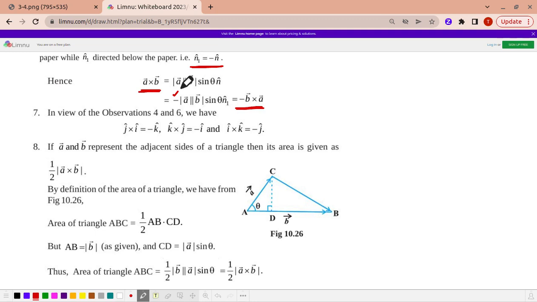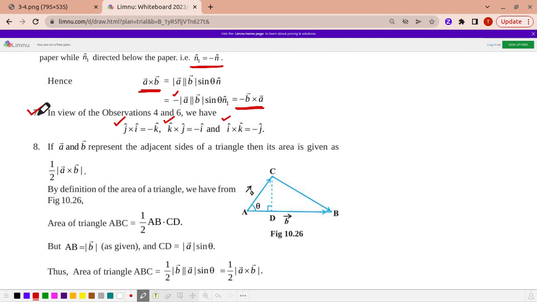So, in view of the previous observation, we know that i cap cross j cap equal to k cap. Then j cap cross i cap should be equal to minus k cap. We have observed earlier j cap cross k cap equal to i cap. So, k cap cross j cap should be equal to minus i cap. Earlier we have observed that k cap cross i cap equal to j cap. So, i cap cross k cap should be equal to minus j cap. So, that is the seventh observation.